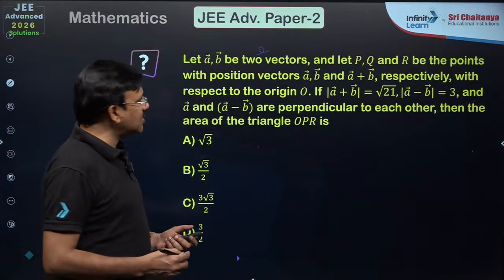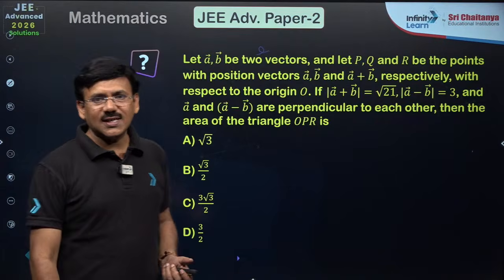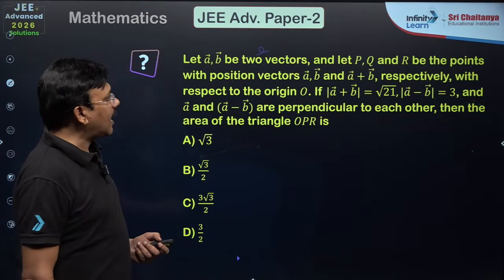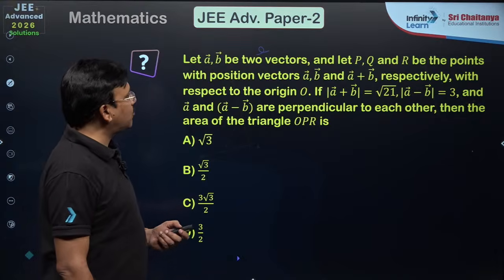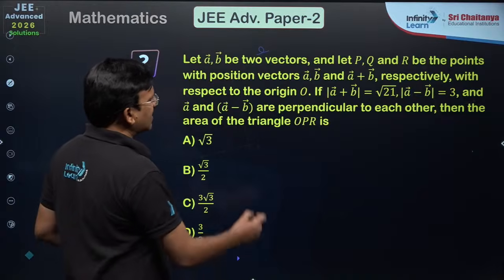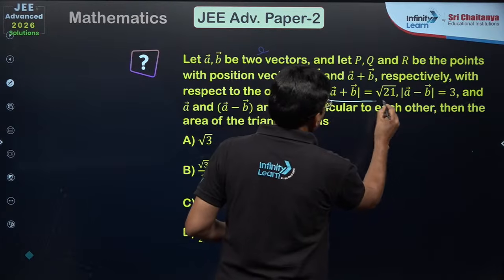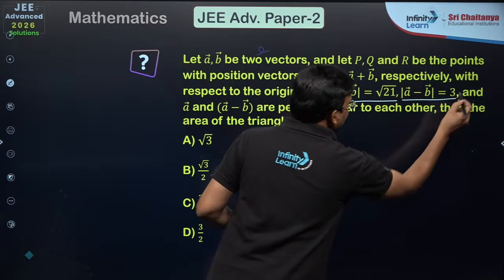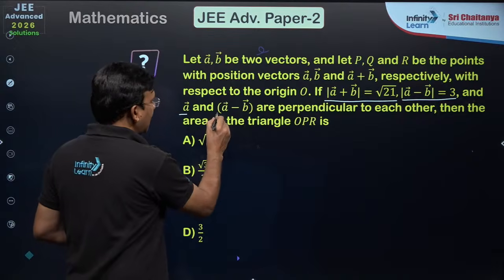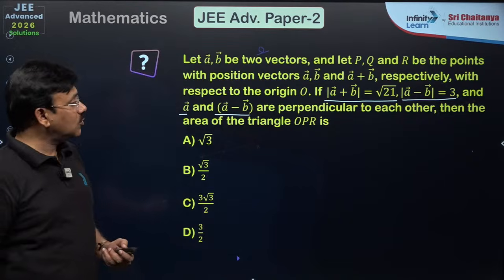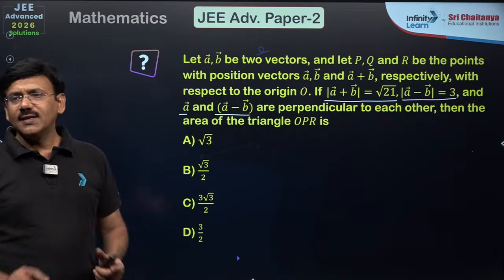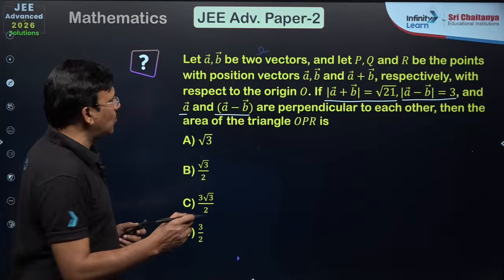So the first question, as usual, is from vectors, a simple question. A bar and B bar are two vectors, and P, Q, R are points with position vectors A bar, B bar and A bar plus B bar respectively. He has given some data: the magnitude of A cross B is root 21, the magnitude of A minus B is 3, and A bar minus B bar and A bar plus B bar are perpendicular to each other. Then find the area of the triangle OPR. The question is very simple, just try to note the data.